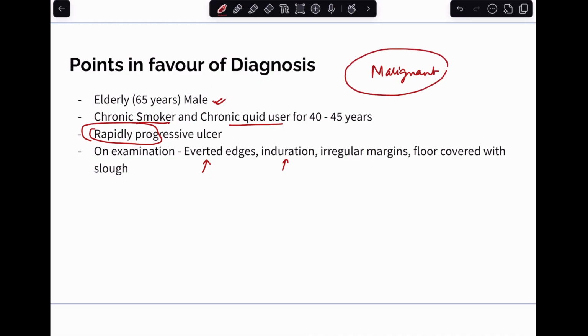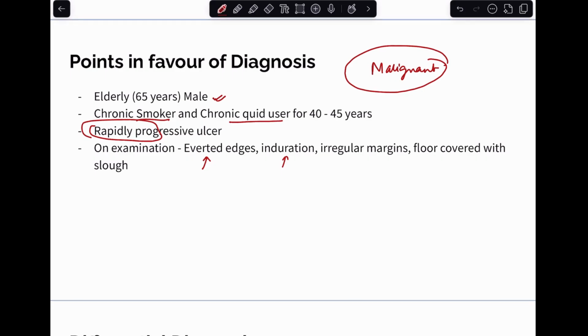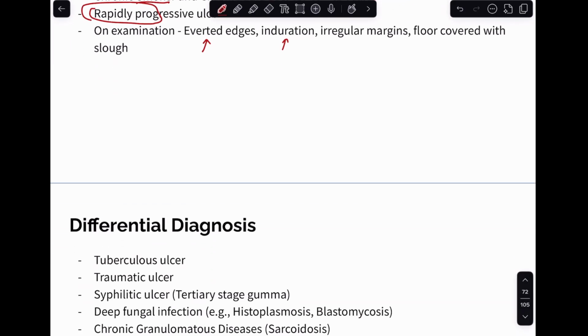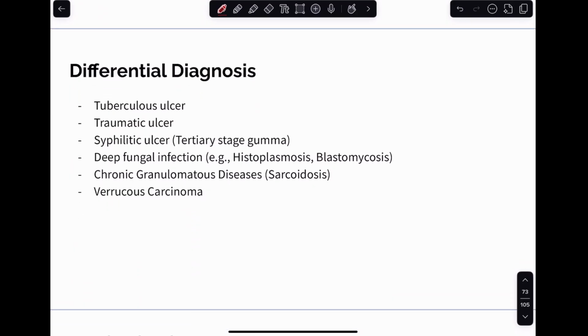So, this is most likely a malignancy of the right buccal mucosa, and then we have staged the disease. We'll talk about the staging in a little bit. Before that, what could be our possible differential diagnosis in this case? If it was not a malignant ulcer, what other possibilities could there be?